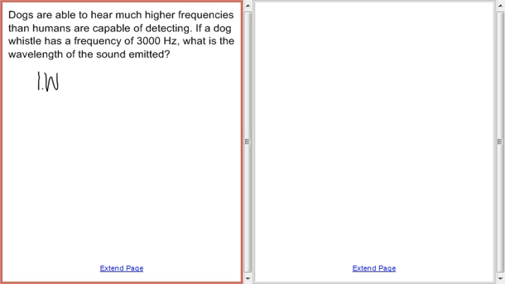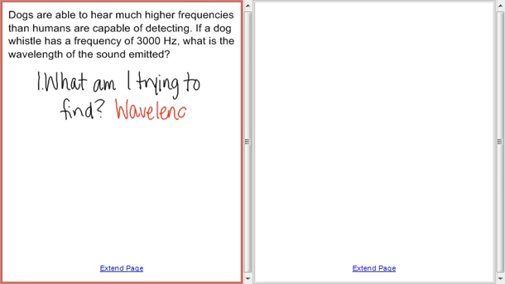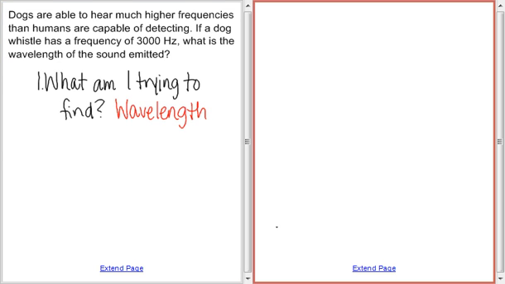There are certain questions that you're probably going to want to be looking at. The first one is, what am I trying to find? The answer here is actually going to be wavelength. Now, once you figure out what you're looking for, you can narrow down what type of equation you're going to use. If you look down at the bottom, the equation for wavelength is velocity divided by frequency. So we know that our wavelength, and that's our symbol lambda for wavelength, is equal to the velocity divided by frequency, right?